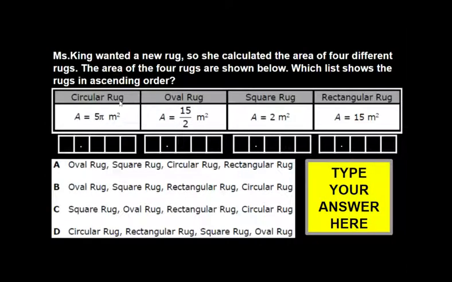And so we have a circular rug, an oval rug, a square rug, and a rectangular rug. Now, underneath it, we have our place value boxes. And we're going to have to calculate the area of the circular rug by doing 5 times pi. Then we're going to input our number here. We're going to do the same for the oval rug, which has 15 over 2. Then we have 2 for the square rug and 15 for the rectangular rug.